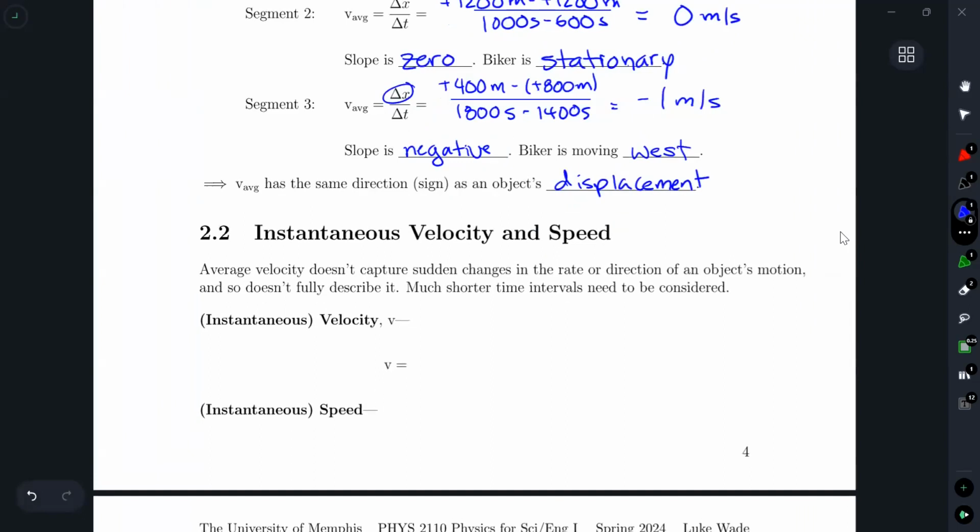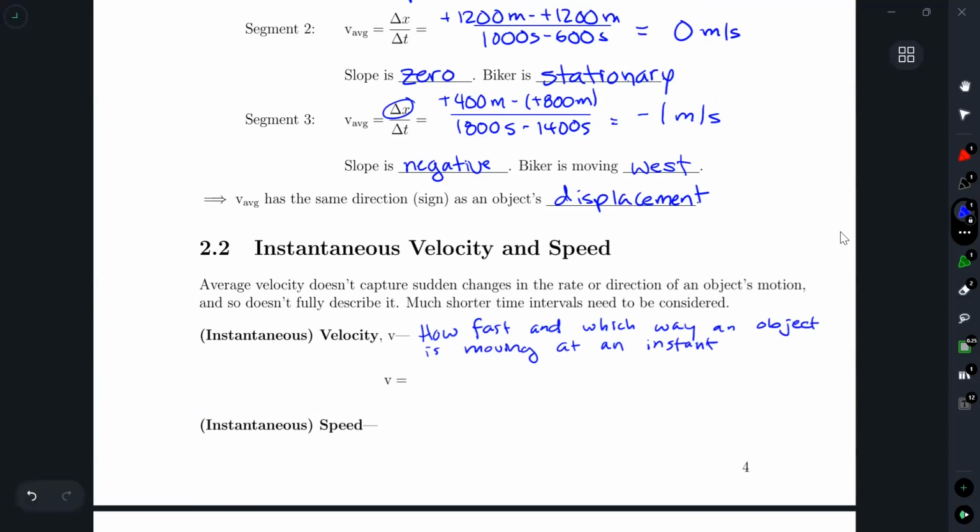So that's what we call instantaneous velocity for the one that cares about direction, and instantaneous speed for the one that does not. So instantaneous velocity: how fast and which way an object is moving at an instant. So how fast you're going right now and which way you're going right now.